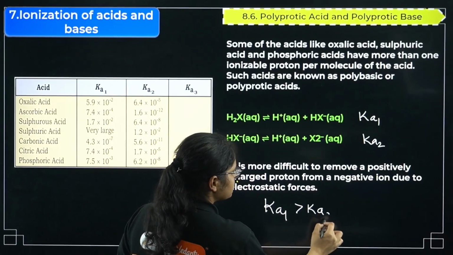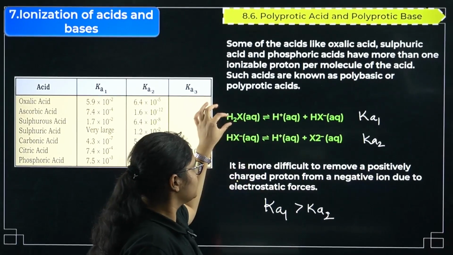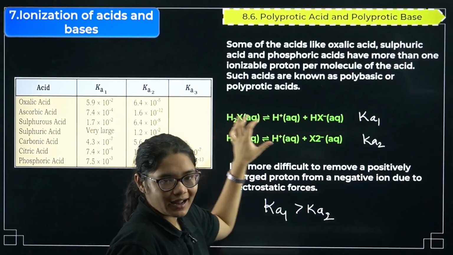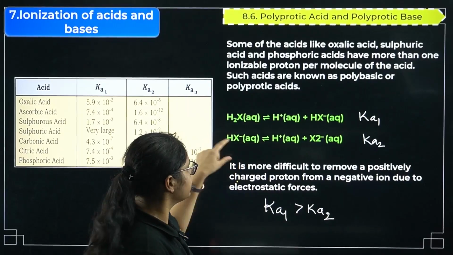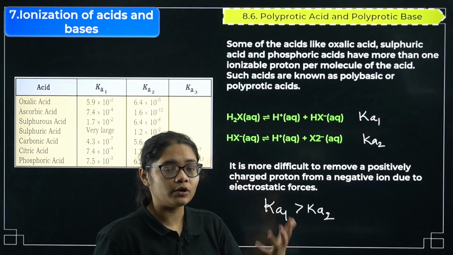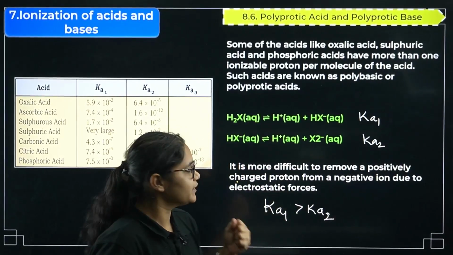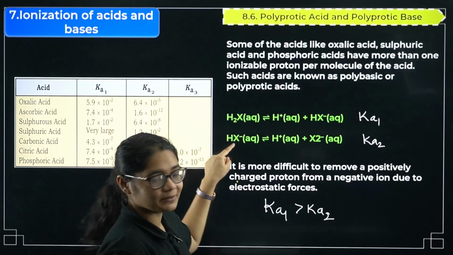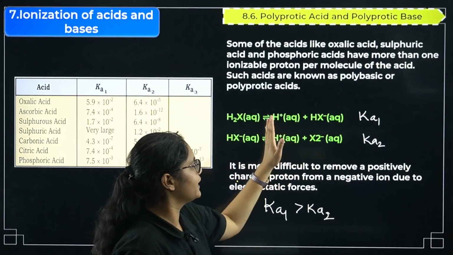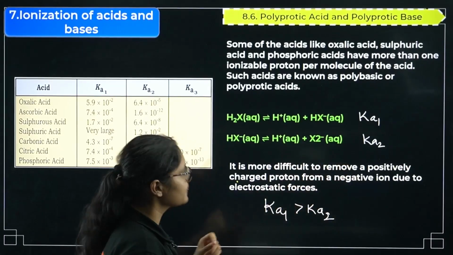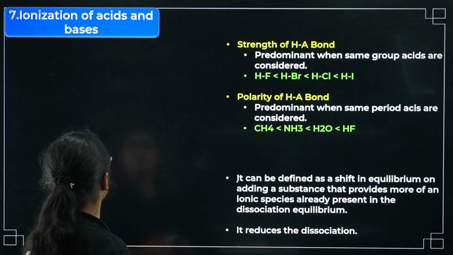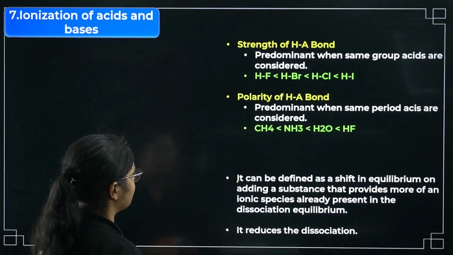Why? Because here you are removing one H plus from a neutral atom, but here you have to remove the H plus from a negative ion, right? So this negative ion will hold the H plus very tightly. So it is not easy to remove this H plus, and that is how we get H plus and HX minus, H plus and X2 minus. Okay, fine.